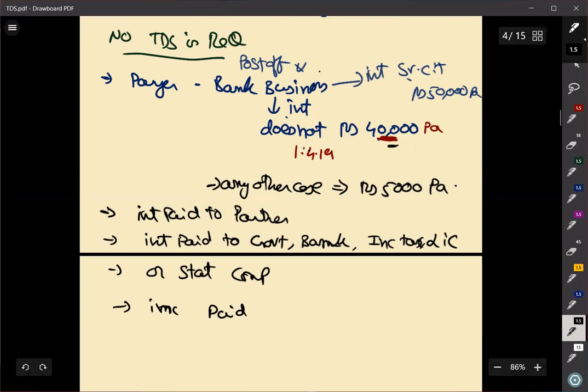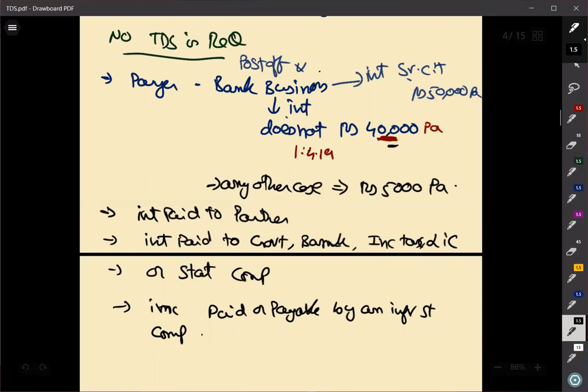Income paid or payable, income paid or payable by whom? By an infrastructure company. Okay, infrastructure company or infrastructure capital fund or a public sector company in relation to something called a zero coupon bond. Even on this there is no requirement to deduct any sort of TDS. That's what is section 194A.